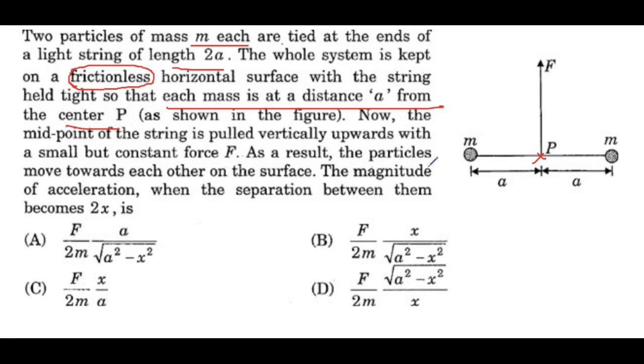Now the midpoint of the string is pulled vertically upwards with a small but constant force F. You see it is written force is constant. You see the word constant over here. Alright. As a result, the particles move towards each other on the surface. The magnitude of acceleration when the separation between them becomes 2x. Alright, so from 2a it has reduced to 2x.